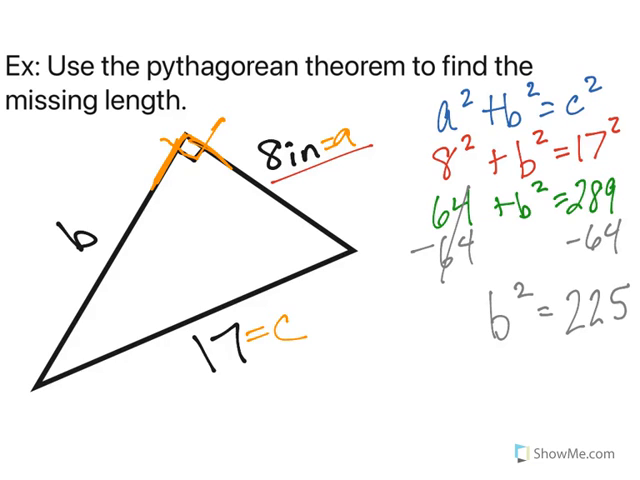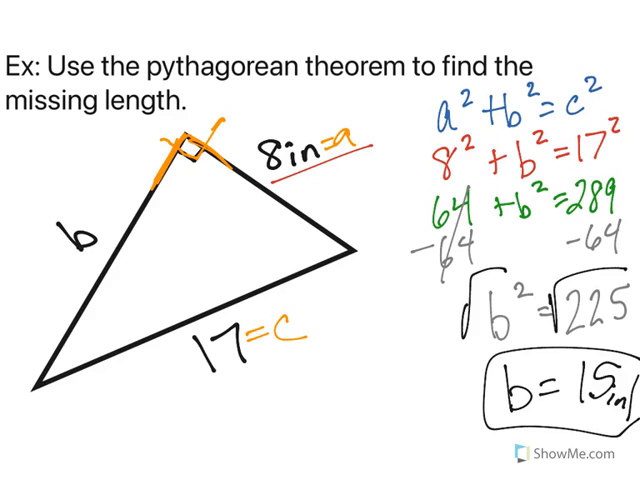Now to unsquare it, this is where I will take the square root of both sides. We're finding the length of a side, so it's going to be positive, and the square root of 225 is 15. So it is smaller than 17, perfect, and it fits. So I would have my value of B is 15 inches.